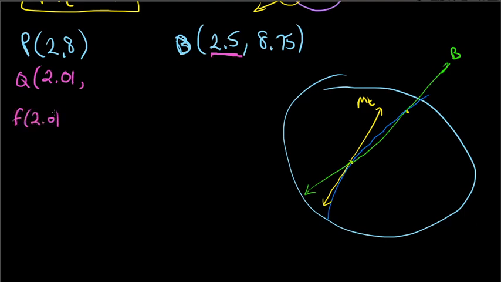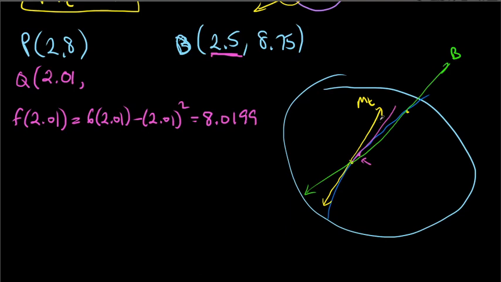So if we plug that into the original function, we get 6 times 2.01 minus 2.01 squared. And plug that in your calculator. Right? And so I get 8.0199. So that's just the Y coordinate, right? So that point is really, really close here, almost indistinguishable. So now when you draw the secant line, the secant line will look a lot more like this. It'll be very close to the tangent line. Not quite, but close enough.